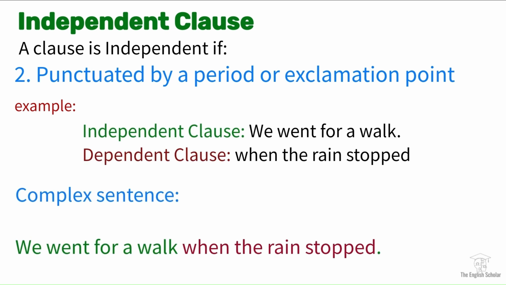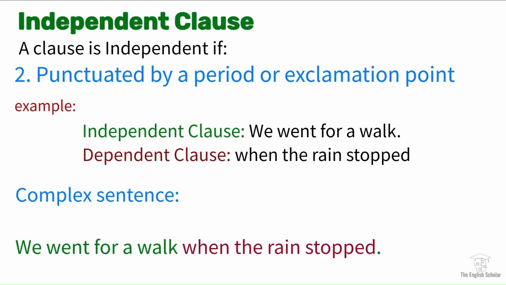Now, let's have another example. We went for a walk when the rain stopped. In this example, we have one independent clause and one dependent clause. Their relationship is indicated by the subordinating conjunction when, which tells of the time they had to wait for them to go for a walk.